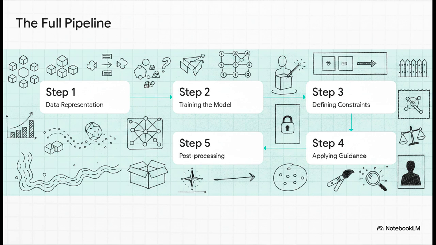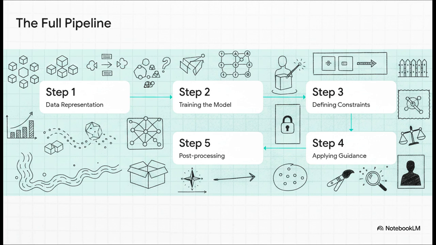Think of this as choosing the right kind of marble for the job. Then, step 2 is training the model. This is like sending our sculptor to art school so it learns what humans are supposed to look like. Step 3 is defining the constraints. Here's where we hand the sculptor the blueprints for the exact pose we want.